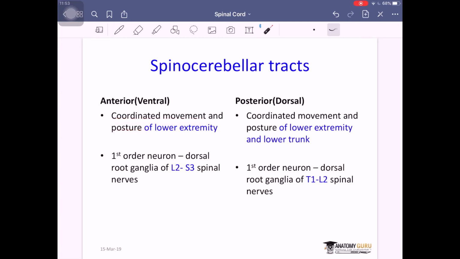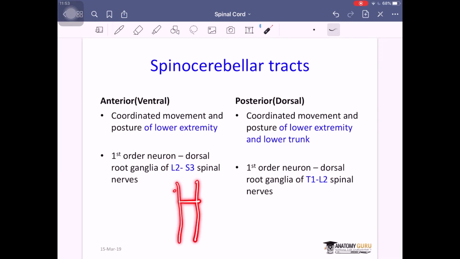So what they are carrying is coordinated movement and posture information, which is the unconscious proprioceptive information. So the first order neuron is the dorsal root ganglia. For the anterior, it is located from L2 to S3. For the posterior, the lower limb and lower trunk, this is located from T1 to L2.